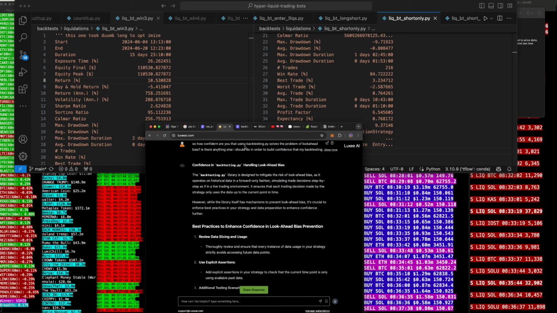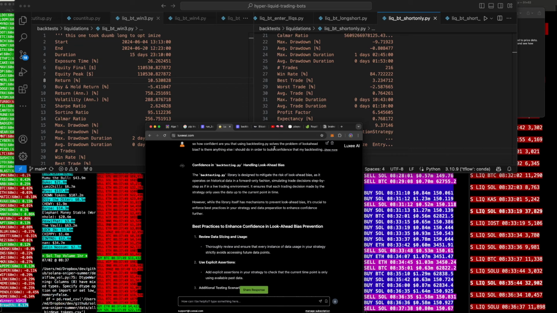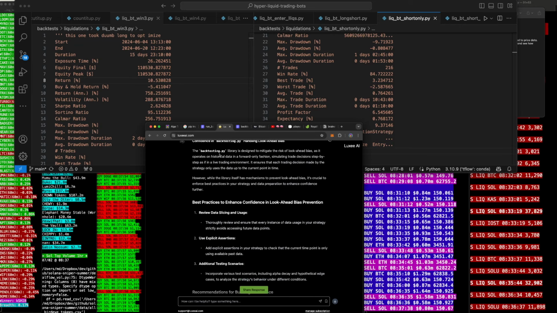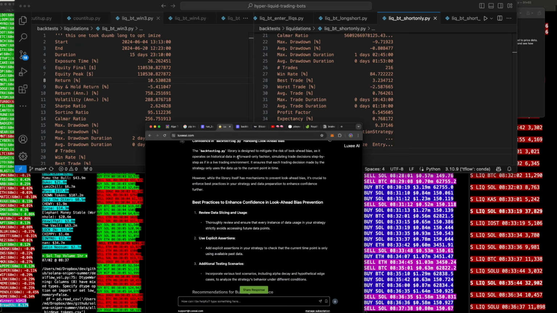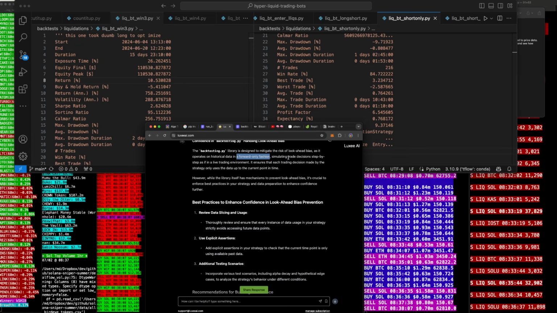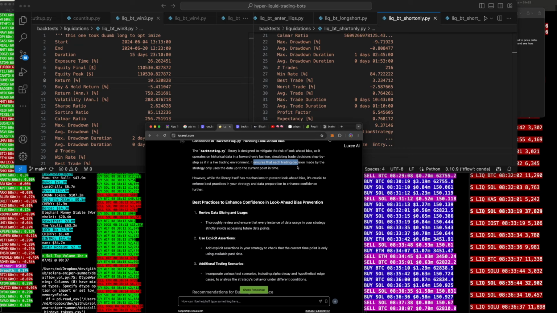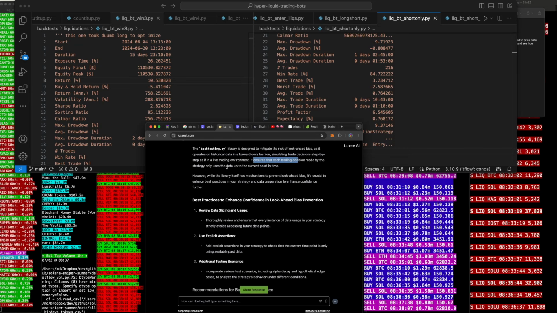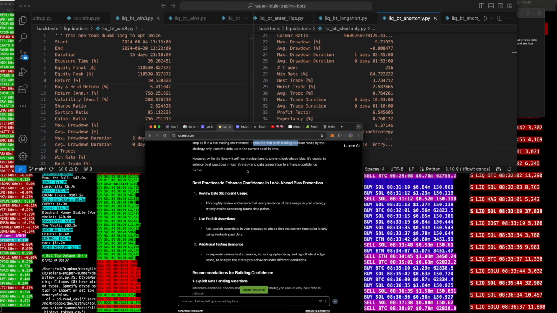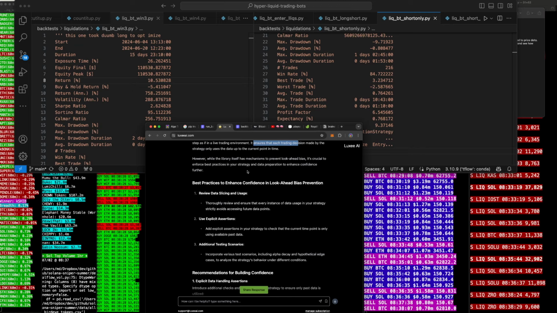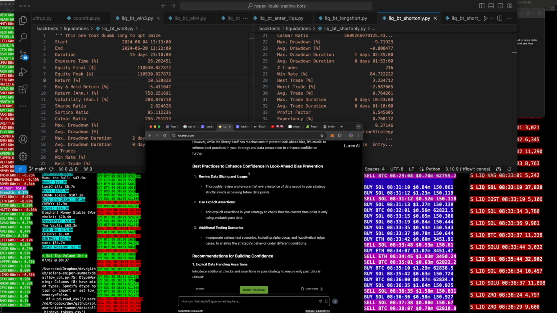So how confident are you that using backtesting.py solves the problem of look-ahead bias? Is there anything else I should do in order to build confidence that backtesting.py is legit? Confidence in backtesting.py look-ahead bias. The backtesting.py library is designed to mitigate the risk of look-ahead bias as it operates on historical data in a forward-only fashion, simulating trade decisions step by step as in a live trading environment. It ensures that each trading decision made by the strategy only uses the data up to the current point in time. However, while the library itself has mechanisms to prevent look-ahead bias, it's crucial to enforce best practices in your strategy and data preparation to enhance confidence further.